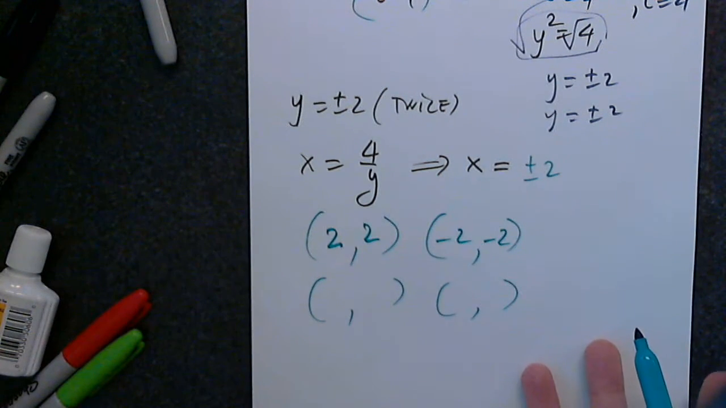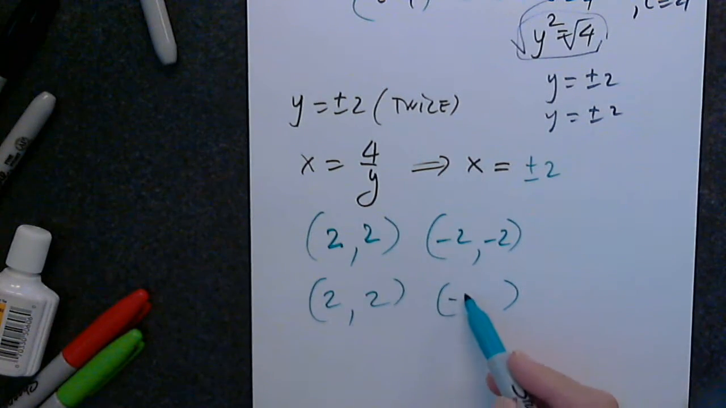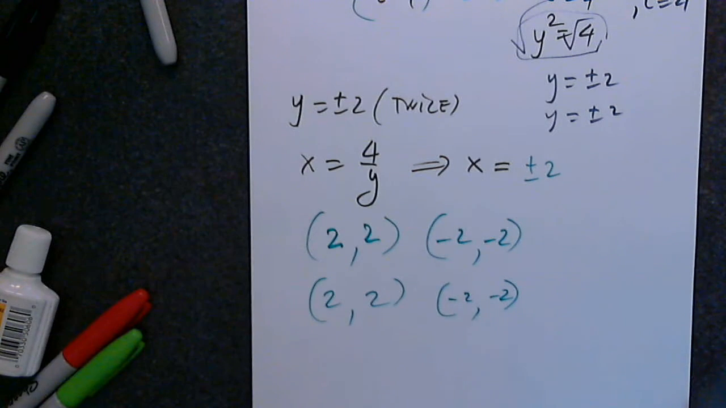And I will have to repeat. It doesn't mean that it has 4 solutions. It has 2 pairs of identical solutions.